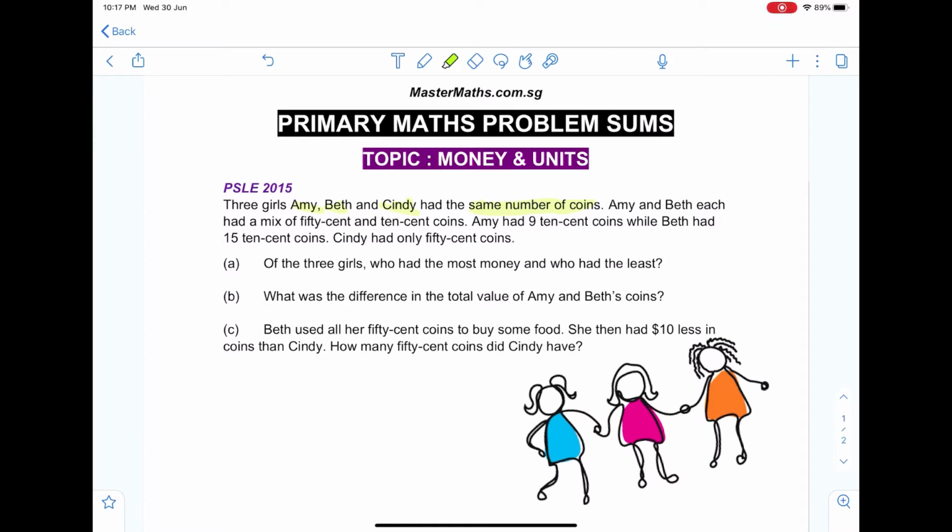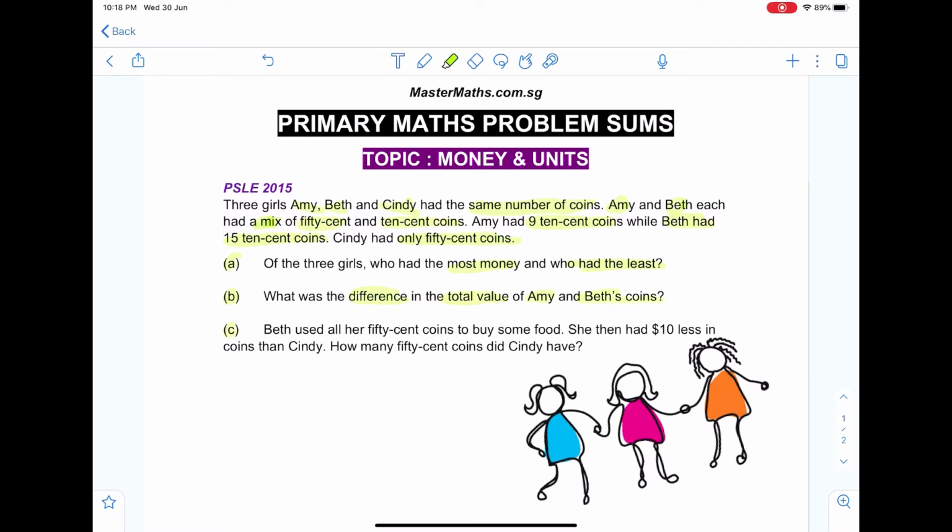Amy and Beth each had a mix of 50-cent and 10-cent coins. Amy had 9 10-cent coins, while Beth had 15 10-cent coins, and Cindy had only 50-cent coins. Part A, of the three girls, who had the most money and who had the least? Part B, what was the difference in the total value of Amy and Beth's coins?